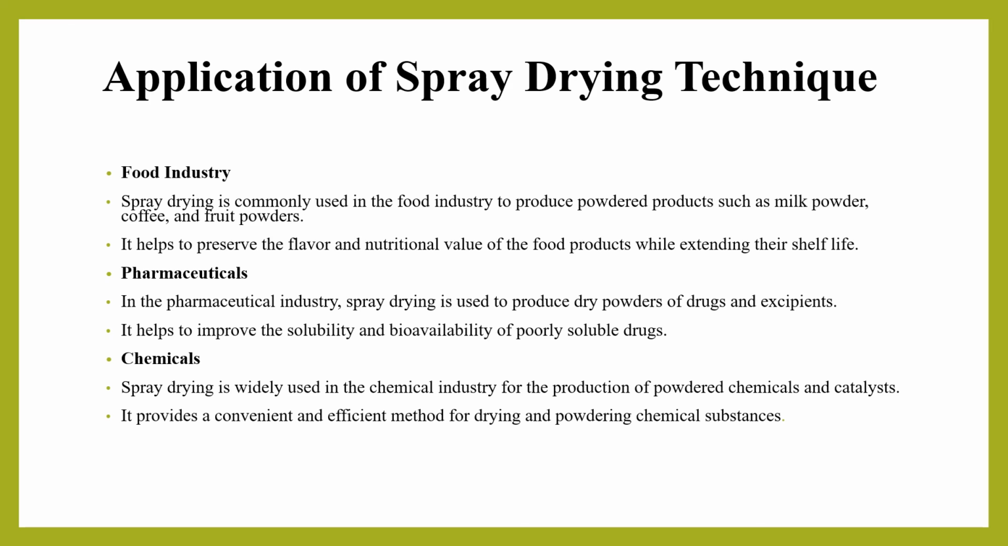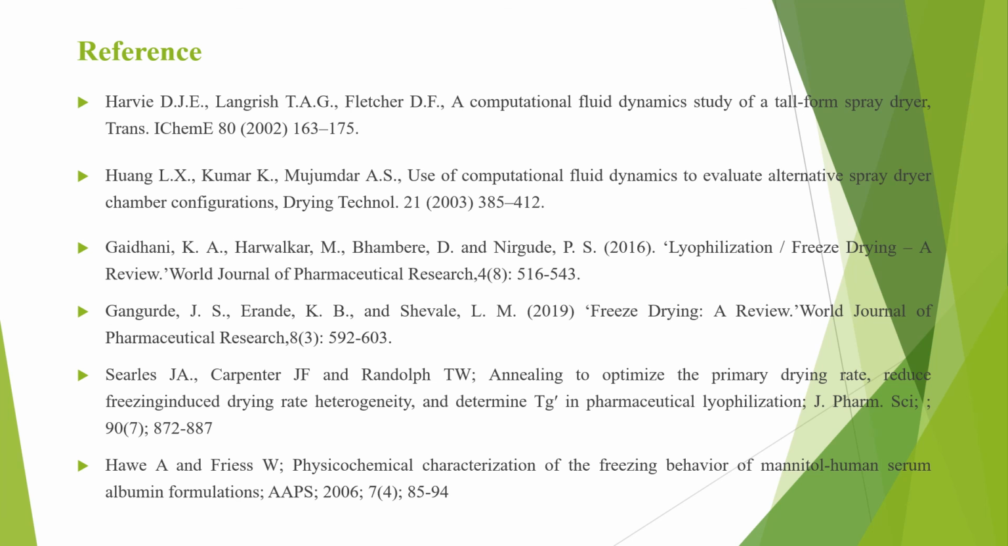In pharmaceuticals, spray drying is used to produce dry powders of drugs and excipients. It also helps to improve the solubility and bioavailability of poorly soluble drugs. In chemicals, spray drying is widely used in the chemical industry for the production of powdered chemicals and catalysts. It also provides a convenient and efficient method for drying and powdering chemical substances. These are some of the references.